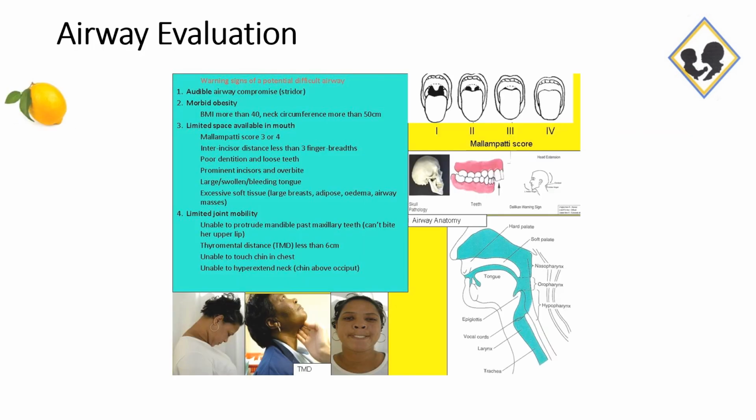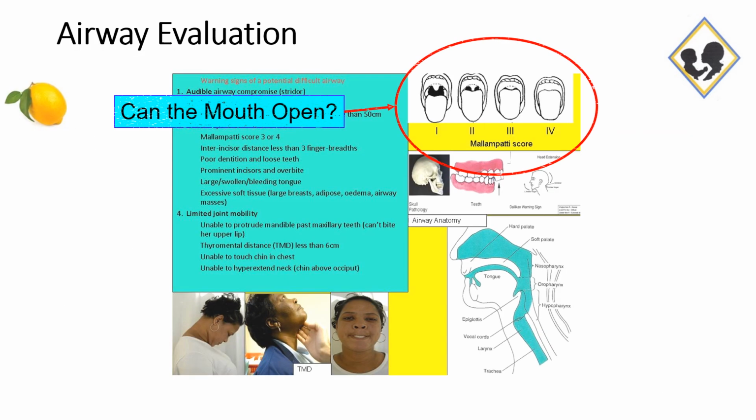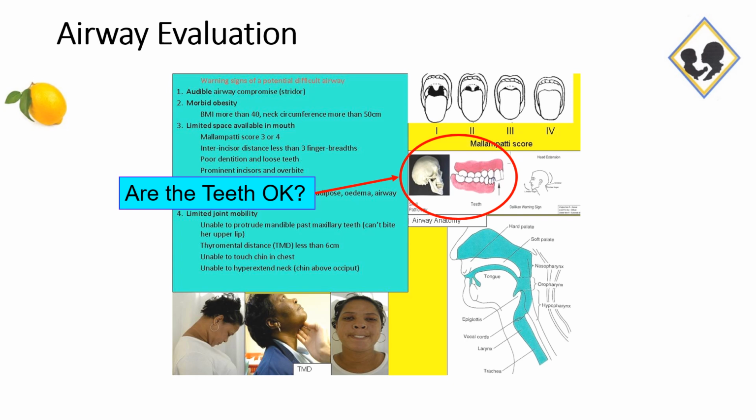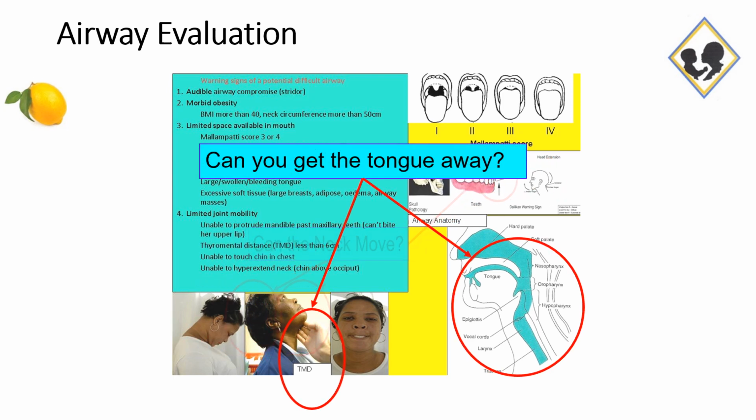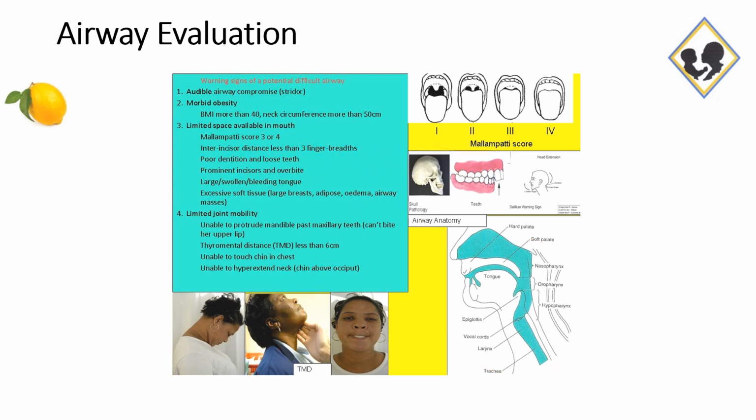So summarizing the airway evaluation, on this poster one can see that can the mouth open? Are the teeth okay? Can the neck move? Is there good flexion and extension? Can you get the tongue out of the way? Will there be enough space in that submandibular area for the tongue to be displaced when performing laryngoscopy?